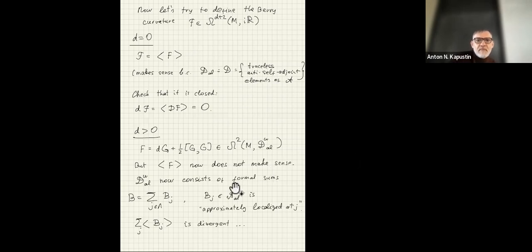Now if the dimension is greater than 0, you cannot actually take the average of this two form because it takes values in derivations, right? And derivations don't have averages in higher dimensions. Say a derivation is like a charge, and a charge is an infinite sum of observables, and infinite sums don't have averages.